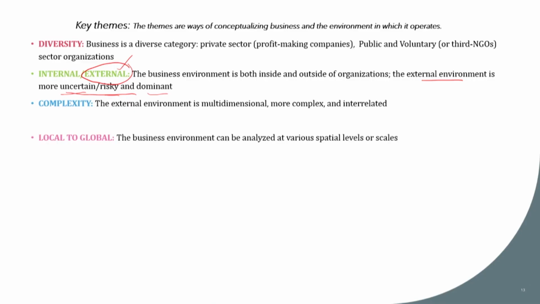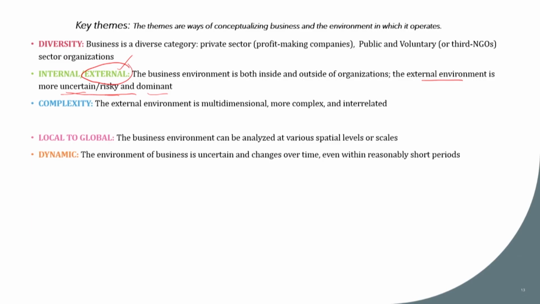Then local to global. So business environment can be analyzed at various spatial levels or scales. Maybe we can start thinking about a small local area, then the state level, national level, and then region-wise, Asia, Europe, America, etc. In that way we can also see globally some of the issues that are going to affect your business. That also we can discuss. And then they are dynamic. The environment of business is uncertain and changes over time, even within reasonably short periods.